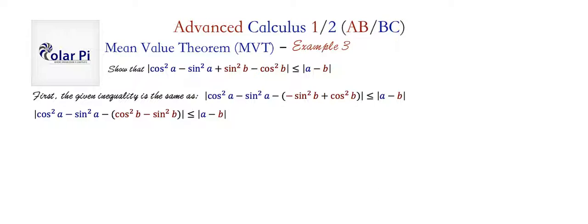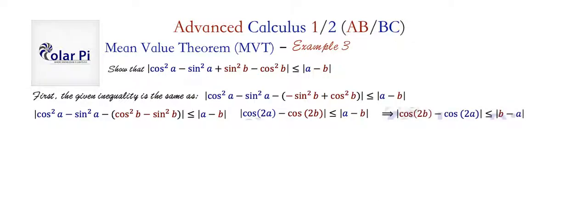Now, note that cosine squared x minus sine squared x is cosine 2x. So we can write this as cosine 2a, and we can write this as cosine 2b. So if we do that, we see that our inequality can transform to this. Now, after this, what we're going to do is recognize that the absolute value of a minus b is the same as the absolute value of b minus a. That recognition will allow us to write our inequality like this, which is we could swap these two and then swap these two where they appear, and so we could write this here.